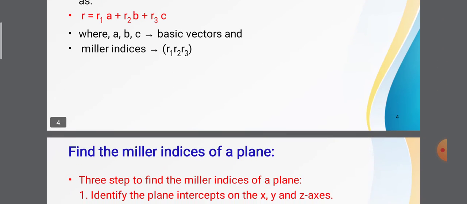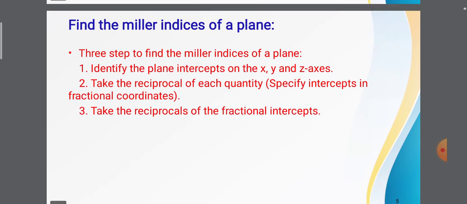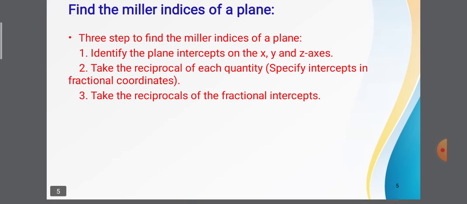Next we will see how to find the Miller integers of a plane. There are three steps. The first step, identify the plane intercepts on the x, y and z axes. The second step, take the reciprocal of each quantity. And third step, clear the fractions from the reciprocals of the intercepts. Each plane here is constructed by connecting at least three different lattice points together because of the periodicity of the lattice. Here there will be a family of parallel planes passing through every lattice point.